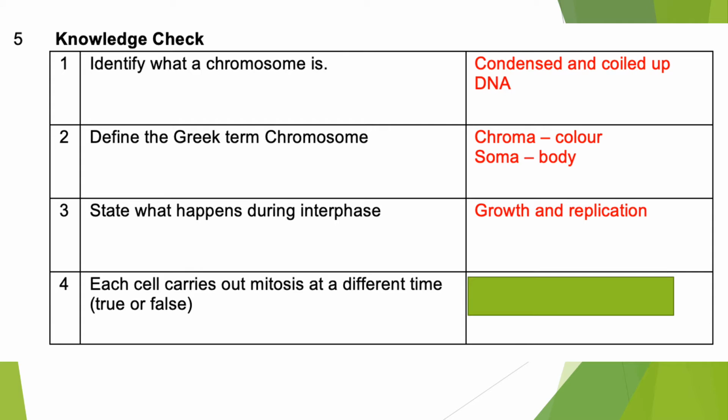So that brings us to question 4. Each cell carries out mitosis at different times. True or false? This one is true because each cell is in different places of the cell cycle. So some cells might be in interphase, other cells might be in mitosis, but not every cell will go through mitosis at the same time.